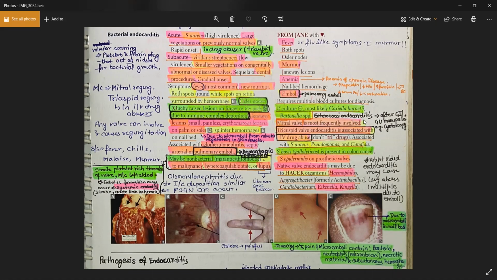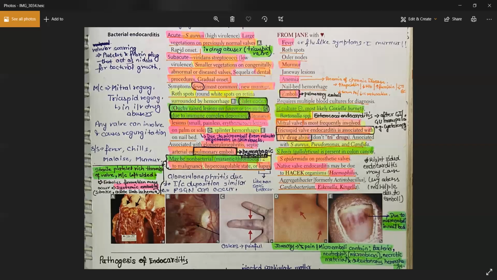Okay, then again, Streptococcus bovis, which can again cause endocarditis, in case of any GI malignancy. If you remember, if you have any GI malignancy, the cancer can disrupt the mucosal barrier, and as a result, these bacteria can enter your bloodstream, and from the bloodstream they can reach your heart, and there, if you have previously damaged valves, they can cause a subacute type endocarditis.